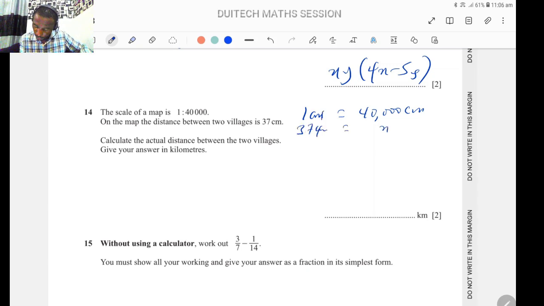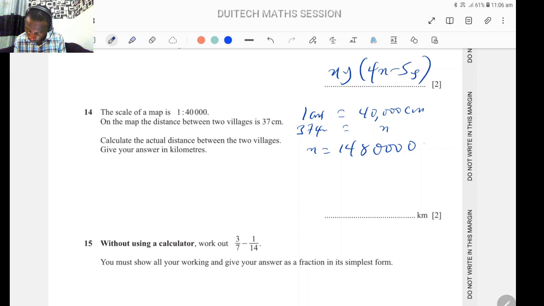So we have s equal to 37 times 40,000. That will give us 1,480,000. Now the question wants us to convert this to kilometer. The question says calculate the actual distance between the two villages. Give your answer in kilometer.